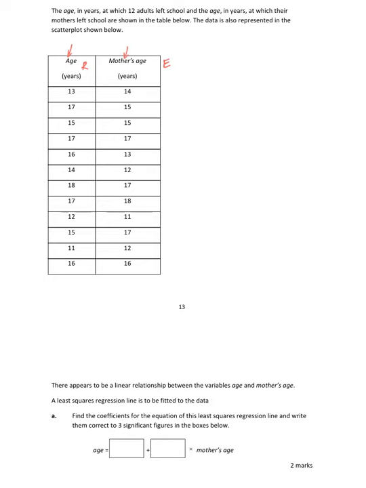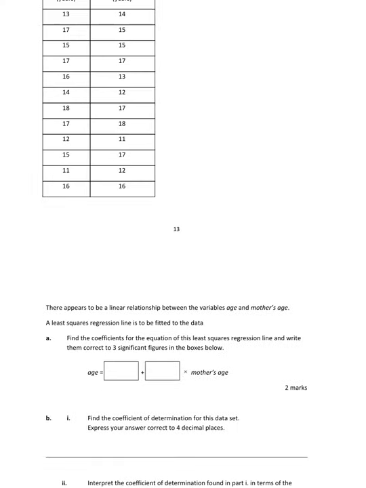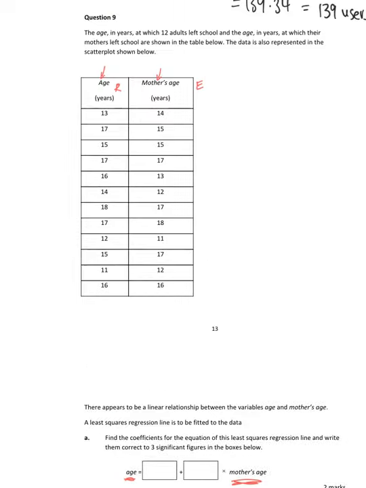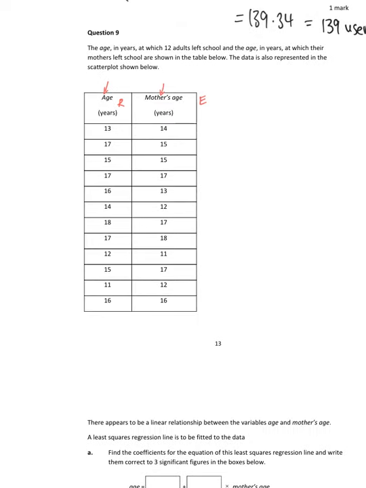Again, it shouldn't matter, as long as you just know which one is your response and which is your explanatory. Okay, 18, 11, 17, 12, 16. If you ever need hints, you can just look at the equation given below. We can see that the mother's age is explanatory and the kid's age is the response. Okay, 16, sorry, I'm blabbering on.